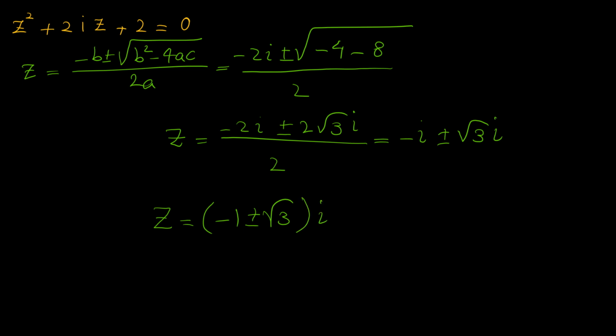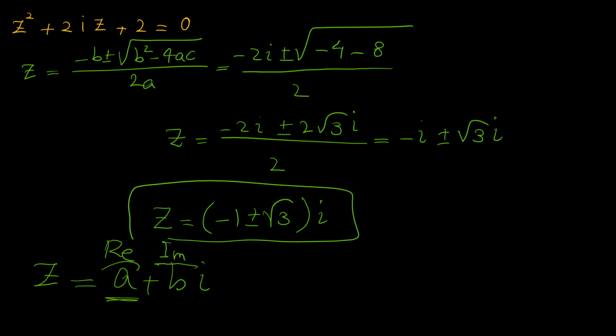Now let me ask you a question. We know that we always have to write our answer z in the form of a plus bi, in which a is the real part and b is the imaginary part. In this answer here, if I ask you, what is the real part of z? What is your answer? And what is the imaginary part of z?